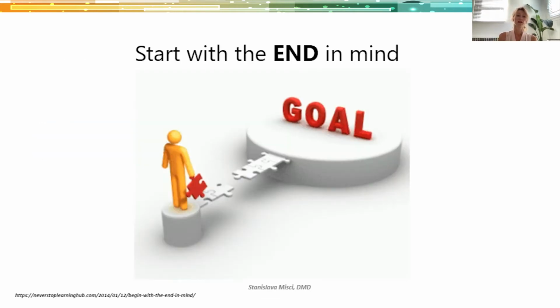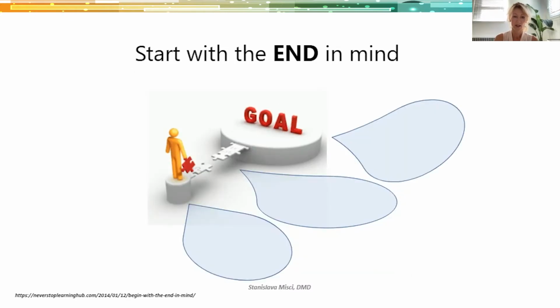Just like with everything else in life, it helps to have a clear goal. The clearer the goal, the more defined the path is. And in our restorative treatments, the goal is our restoration. The starting point is the existing condition.